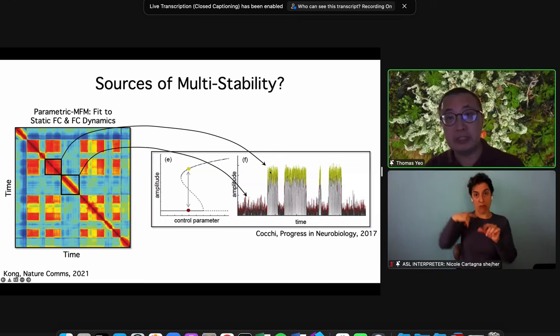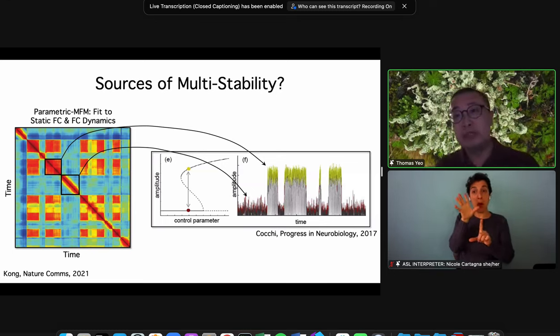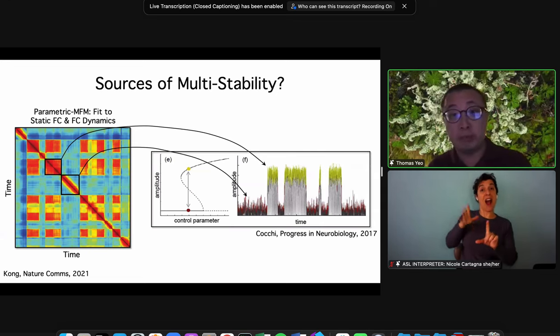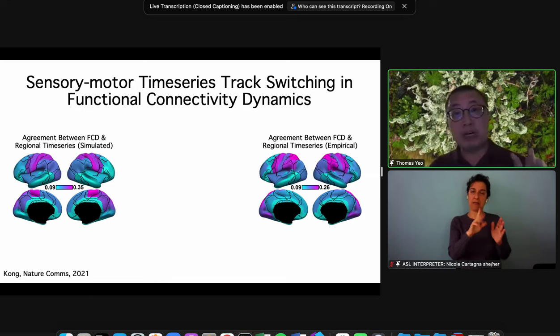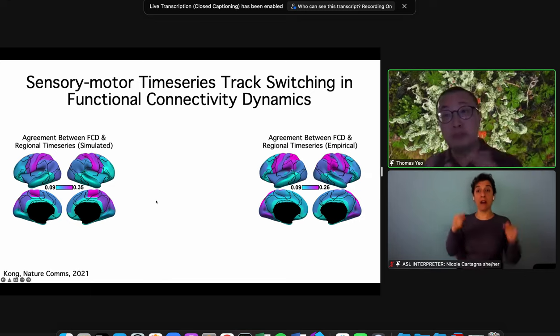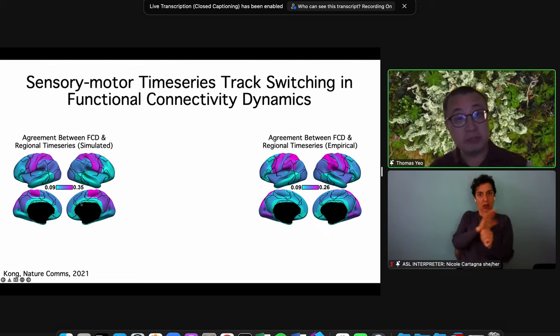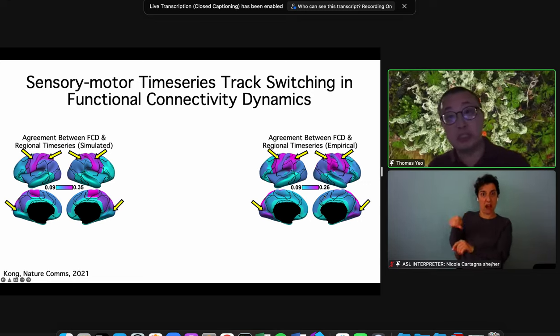I won't go into the details, but basically Xiaolu found that the amplitude of the fMRI signals do appear to track these state changes. Here are the maps of how well the amplitude of different brain regions track functional connectivity state changes. So on the left is the simulated results, and on the right is the real data. We see that sensory motor regions tend to have high value, so the amplitude of sensory motor time courses seem to track functional connectivity dynamics especially well.